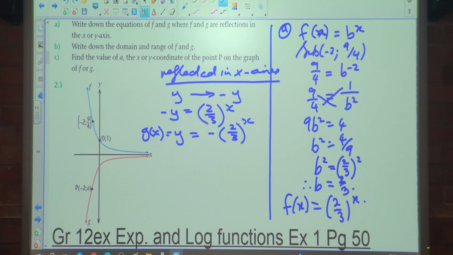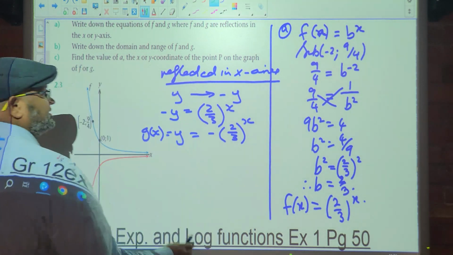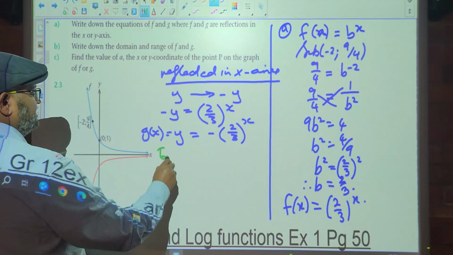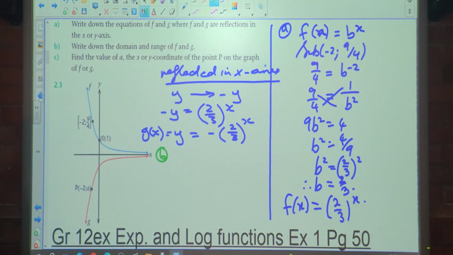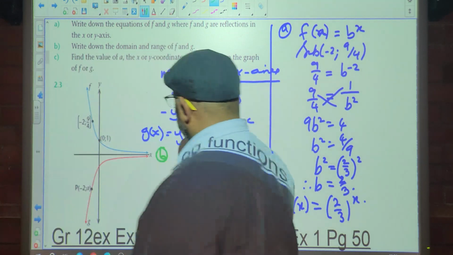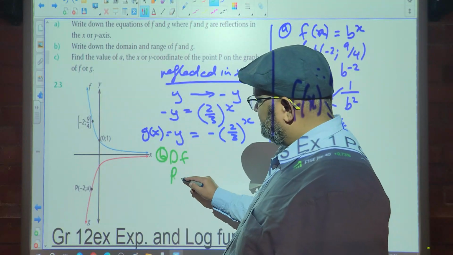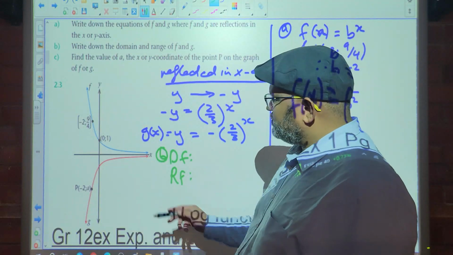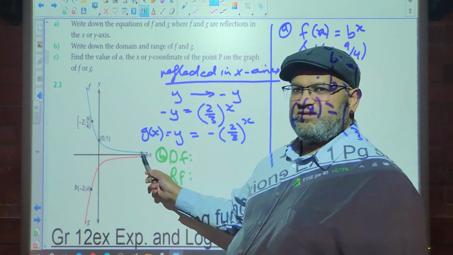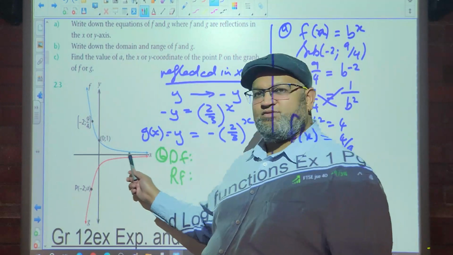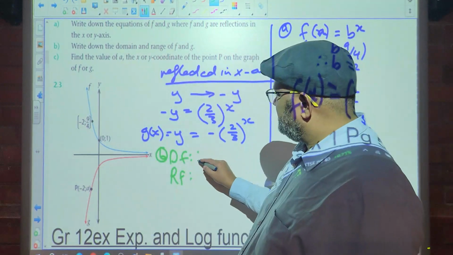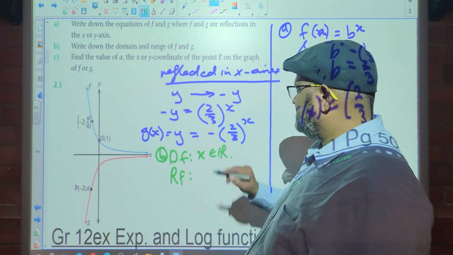Right. Let's go with B. Write down the domain and the range of f and g. People, the domain of f. Domain is all possible x values. It goes negative infinity and positive infinity. So what do we say for that? It's an element of the real numbers.